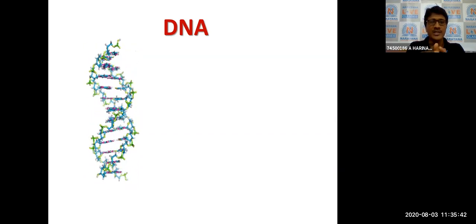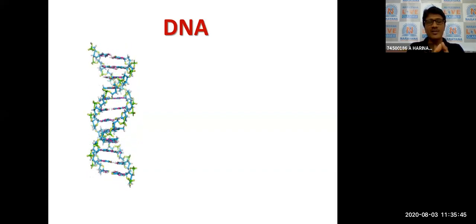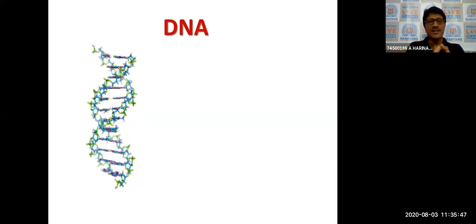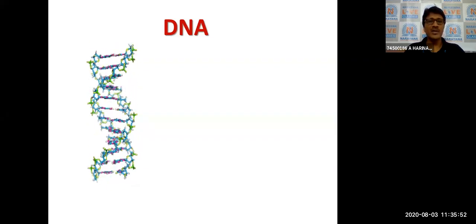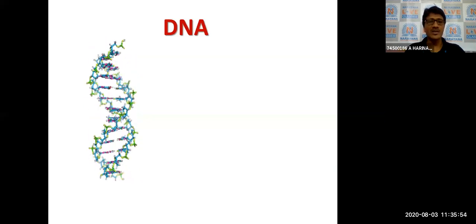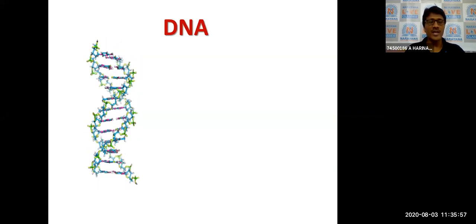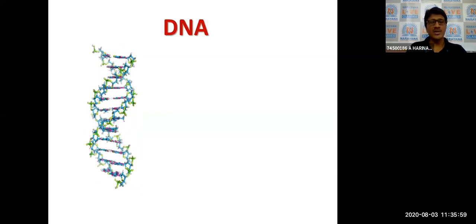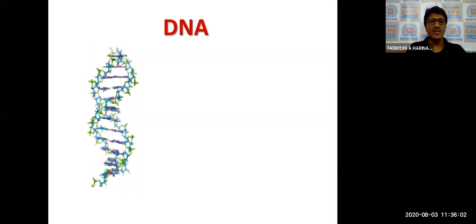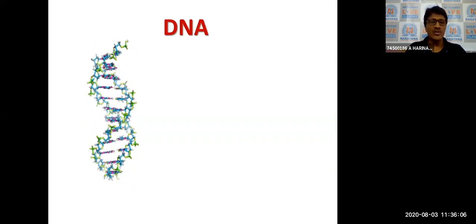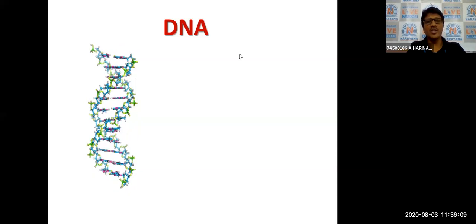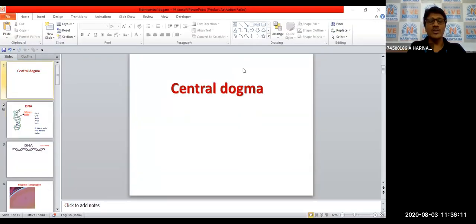What is the main hallmark of this Watson-Crick hypothesis? That is nothing but base pairing. Based on the Chargaff rule, they gave the base pairing proportion. So what is the Chargaff rule?